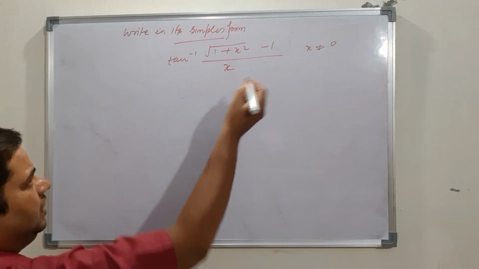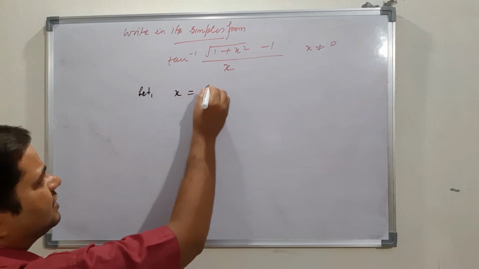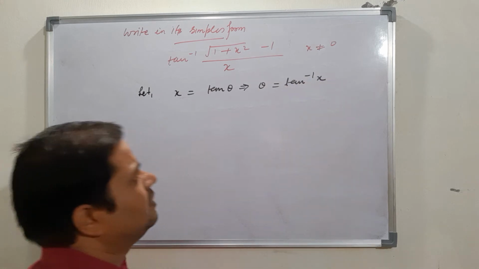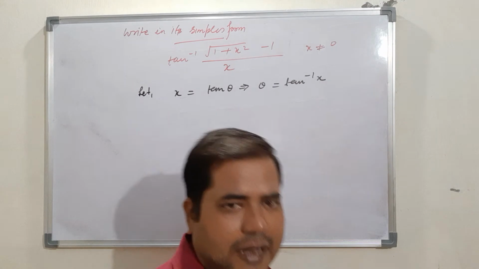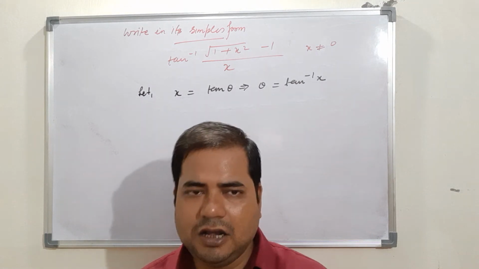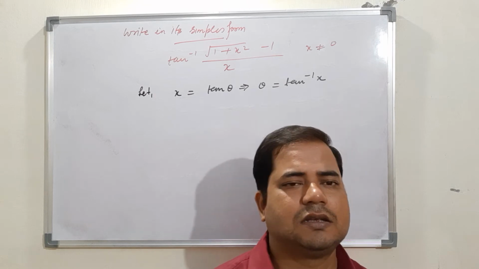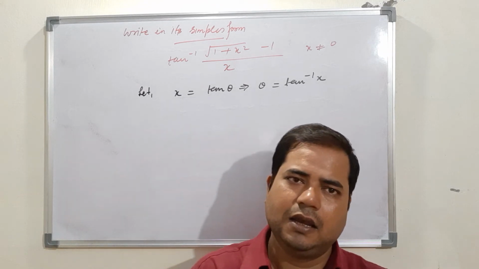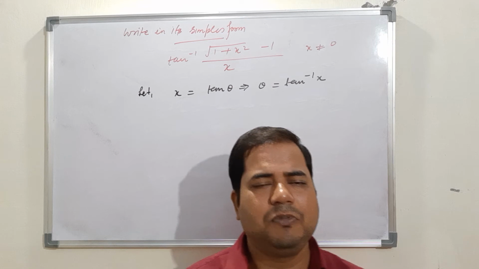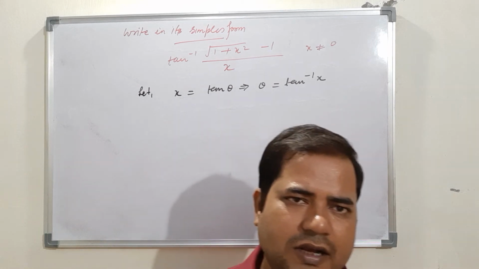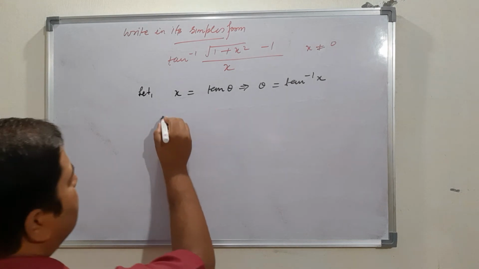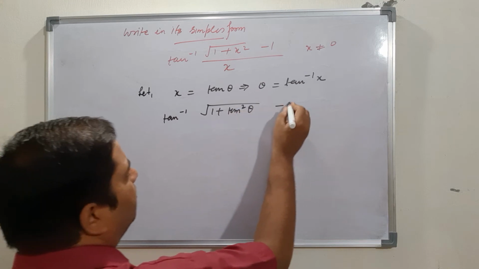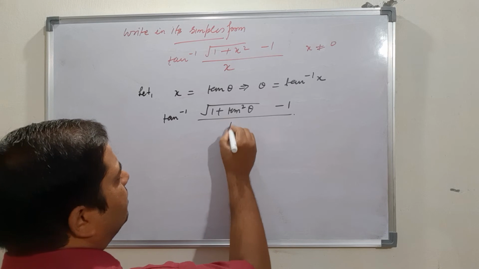For this question, we suppose let x is equal to tan theta, then theta is equal to tan inverse of x. Why do we suppose x is equal to tan theta? Because I already told you, whenever you see 1 plus x square or x square plus 1, either in square root or simply, you have to take x as tan theta or cot theta. So this is the tan theta. So the expression becomes 1 plus tan square theta minus 1 divided by tan theta.